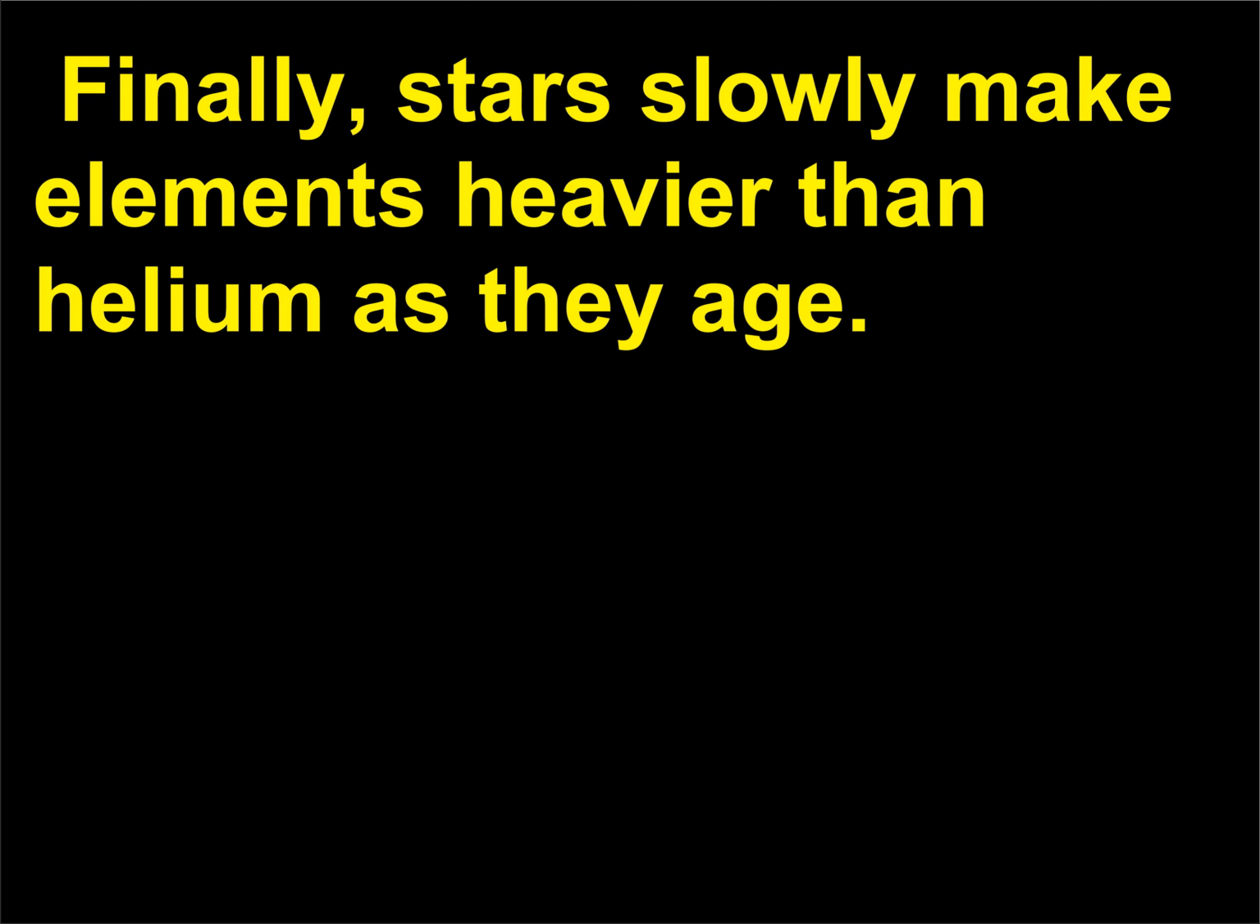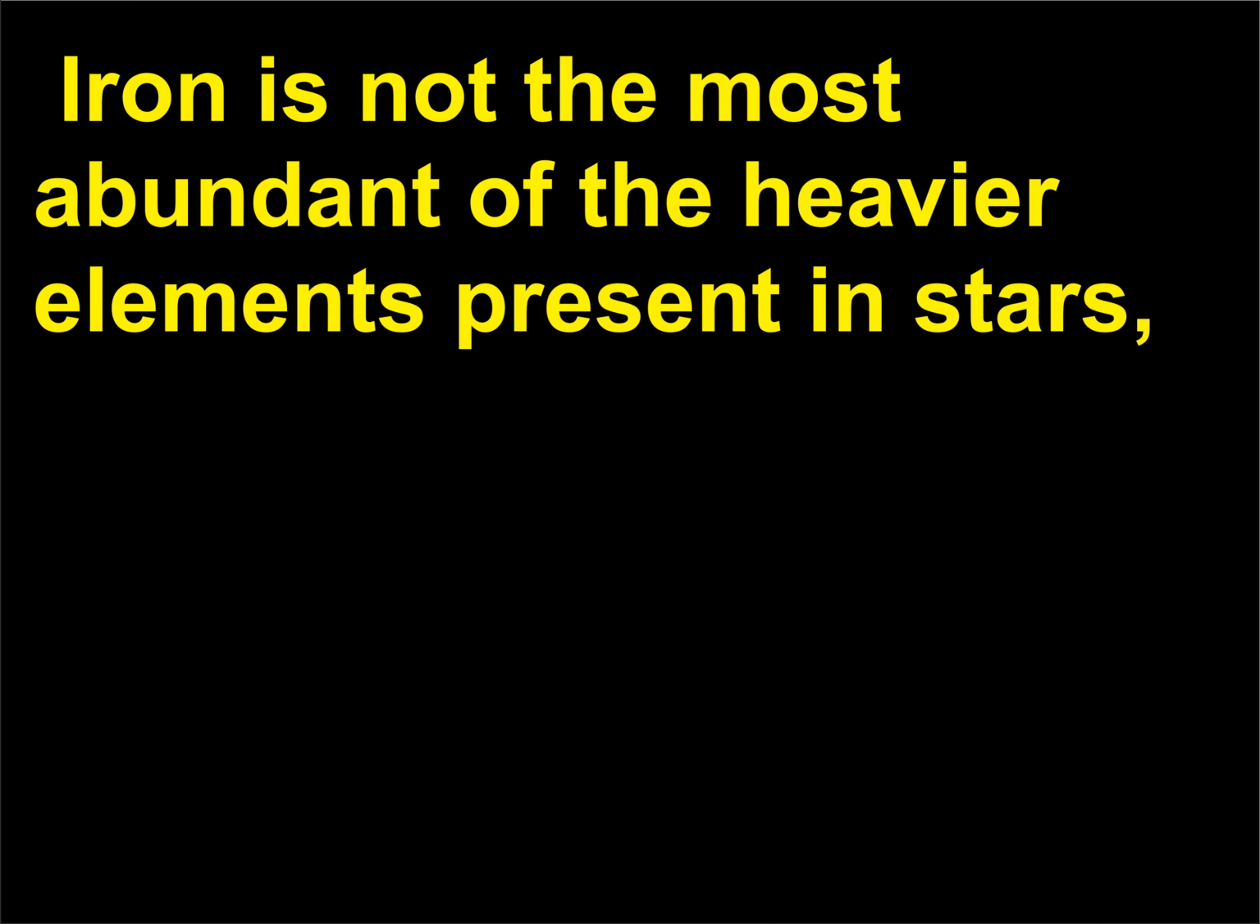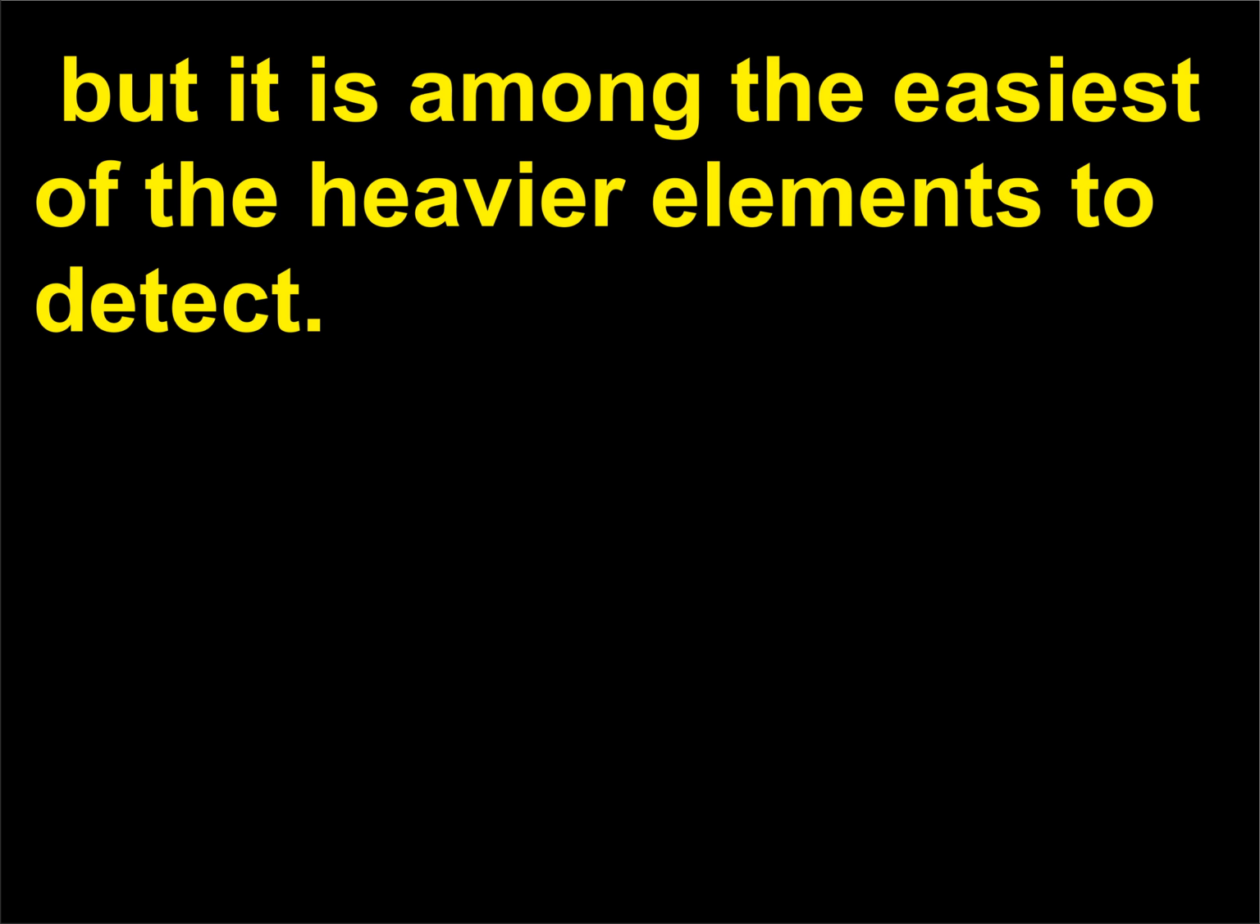Finally, stars slowly make elements heavier than helium as they age. This is typically quantified by reporting the ratio of iron to hydrogen in a star. Iron is not the most abundant of the heavier elements present in stars, but it is among the easiest of the heavier elements to detect.